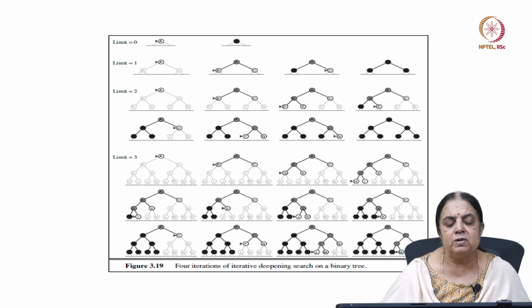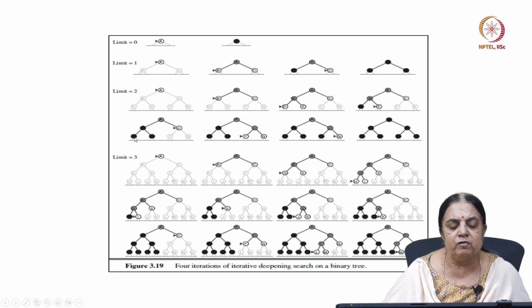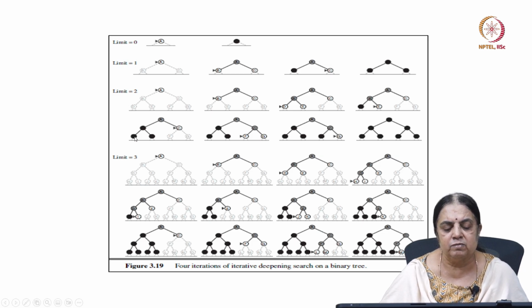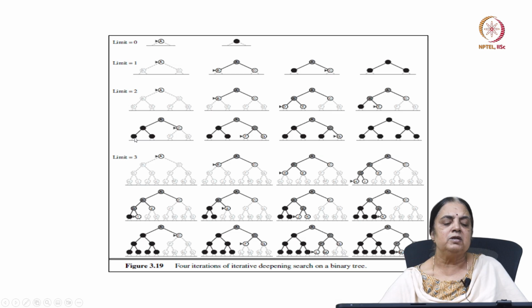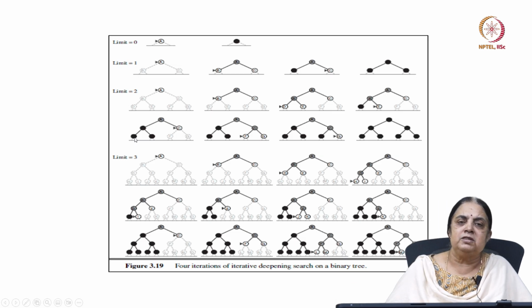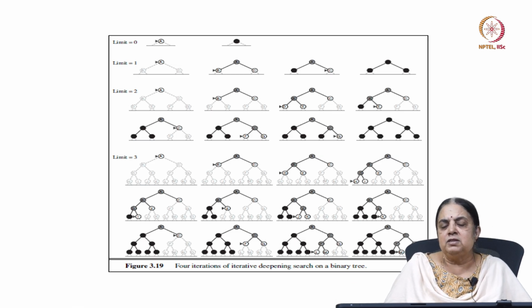Every time it chooses a node for expansion, as soon as it expands a node and gets a new node, it checks whether that node is a goal state or not. If it is a goal state, then the solution is reached and you stop at that point, and you don't have to keep increasing the limit beyond that.